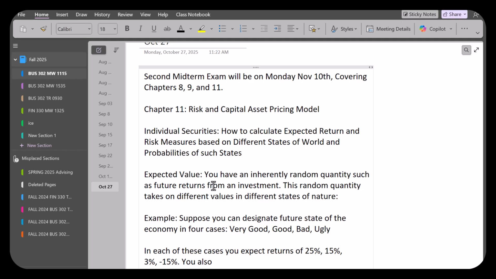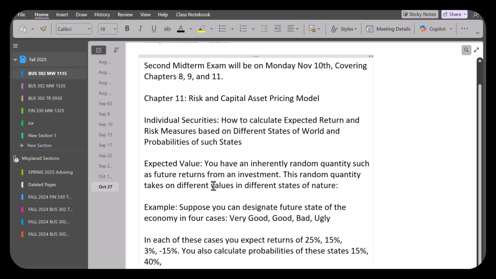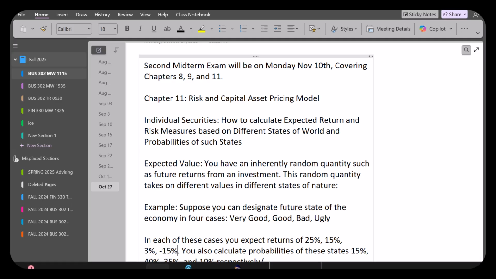You also calculate probabilities of these states as 15%, 40%, 35%, and 10% respectively. I should say respectively here as well.